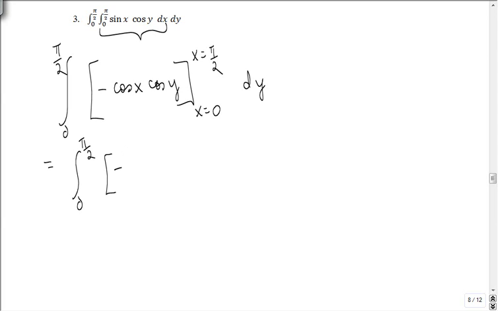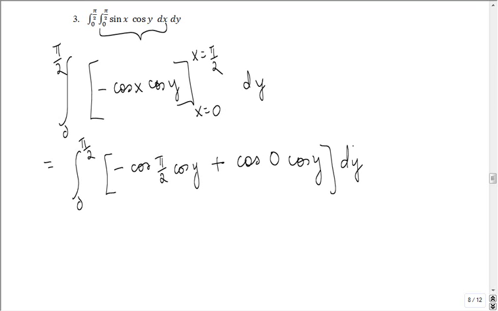So put pi over 2, so that's negative cosine pi over 2 cosine y, minus, put 0, so that's a minus minus, so that's a plus, cosine 0 cosine y dy. Any questions so far?